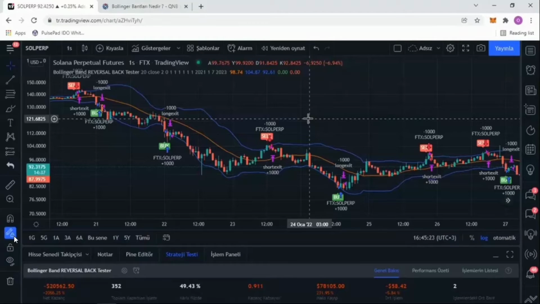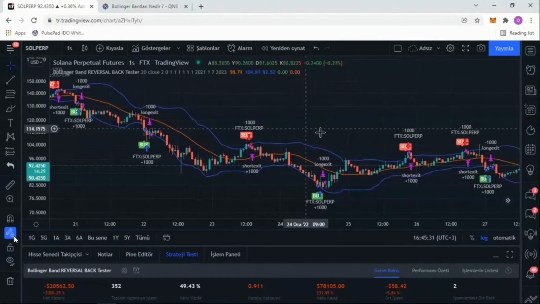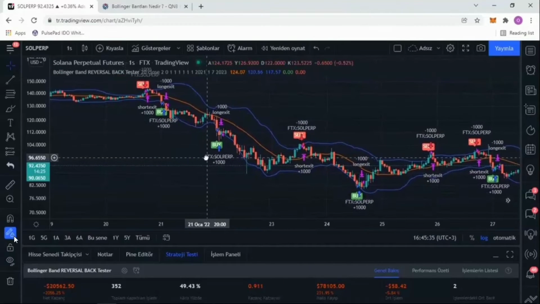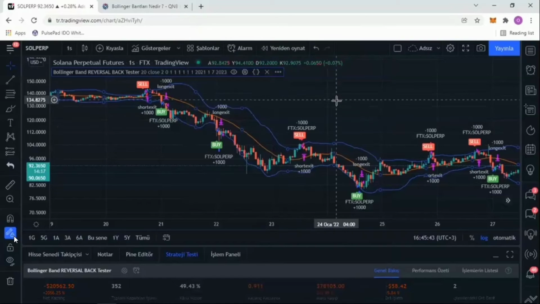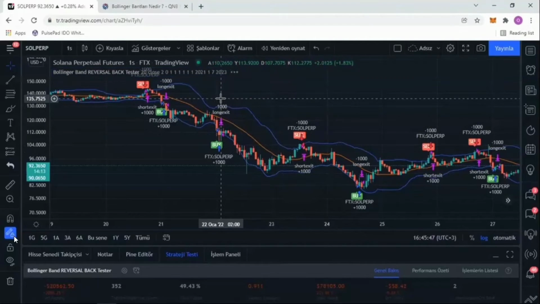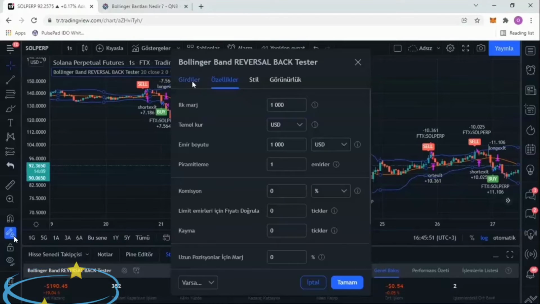Let's check the results if this strategy is really profitable. Don't worry about the numbers below for now. We have not adjusted the settings according to this chart yet. As always, before we start testing, we should go to settings and we should change the contracts to USD first. Once we do that, we can open the results. You can see them below.